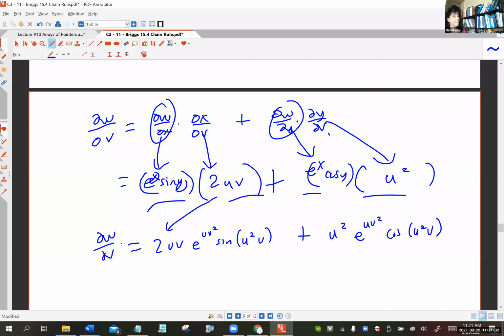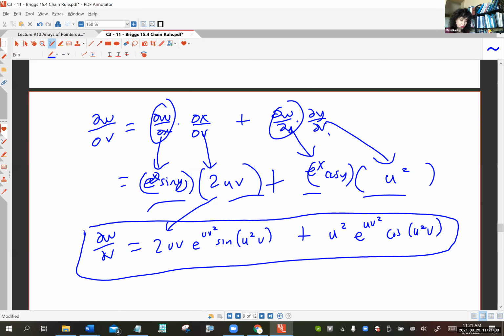Oh my. That is pretty gross, but it's very formulaic. It's just you doing a lot of partials. So you need to know your partial derivatives cold to do this section.